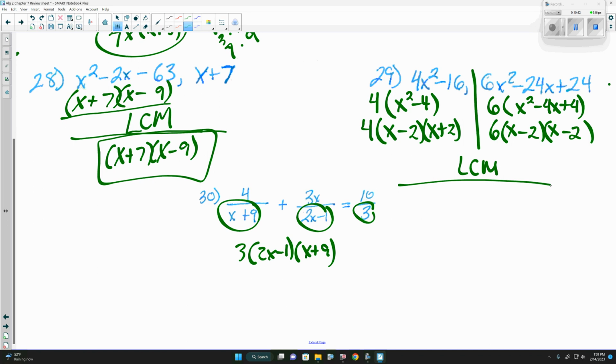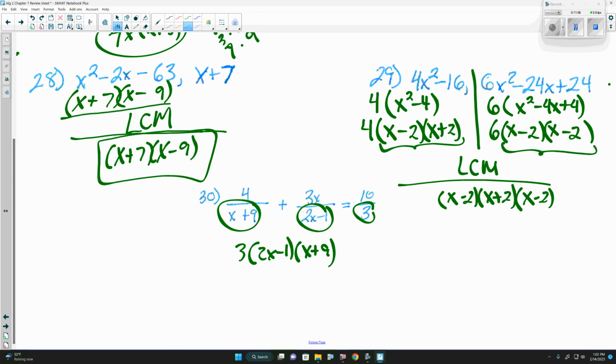Least common multiple. Well, we can grab 2 of them from one of these. I can say x minus 2 and x plus 2. Is there anything else the other one has that the first one doesn't? x minus 2. Since this one has 2 of them, the least common multiple is going to need 2 of them.